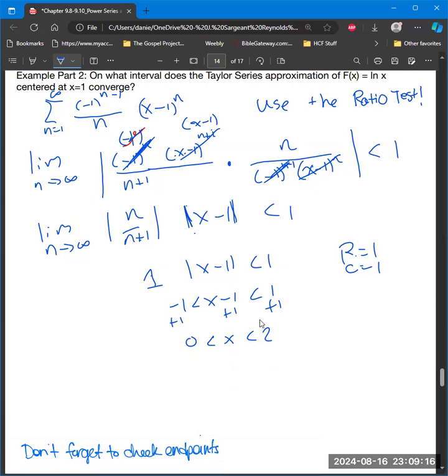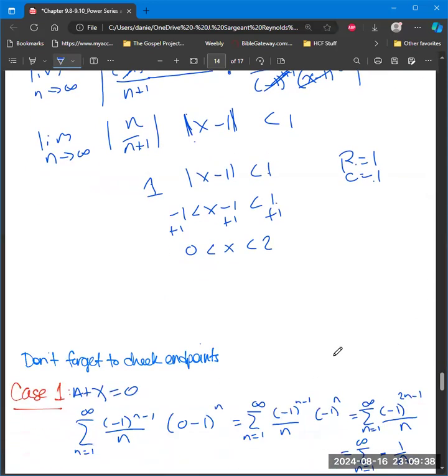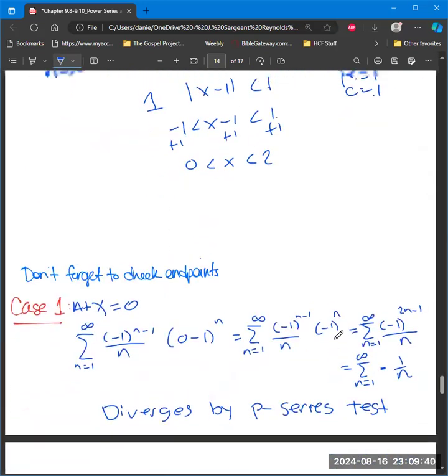Notice r is 1, c is 1 here. So I could just figure out 1 plus 1 is 2, 1 minus 1 is 0, and that would give me my interval of convergence. But I solved it all by saying x minus 1 is between negative of this, which is -1, and positive of that, which is +1, and then adding 1 to everything. Two different ways to get the same answer there. So don't forget to check the endpoints.